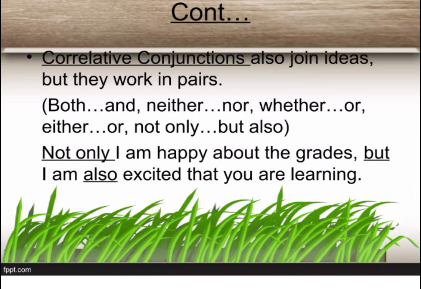Correlative conjunctions also join ideas but they work in pairs: both and, neither nor, whether or, either or, not only but also. Not only am I happy about the grades, but I am also excited that you are learning. There is the first use of not only, later, but also.